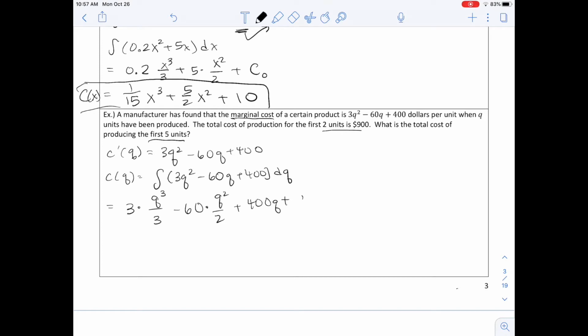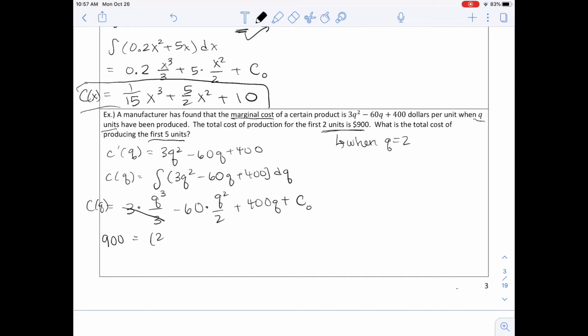Again, I'm going to put a plus C, and I'm going to call it c naught this time, which is our fixed cost. I do not know the fixed cost this time around, but I do know that the first 2 units is going to be $900. So that means that this total amount for our cost, this is our C of q, is going to be $900 when q is equal to 2, because again, q is our number of units. You can see that up above too, q units.